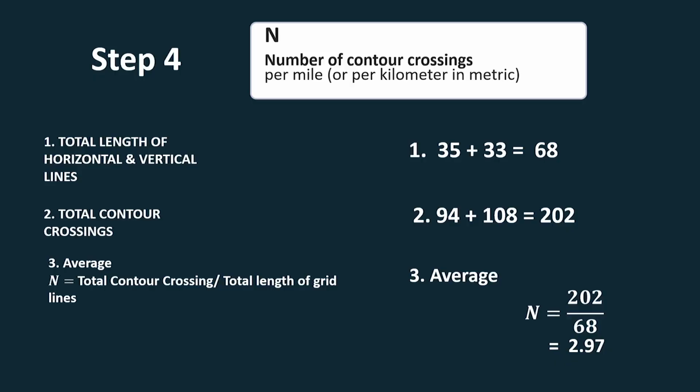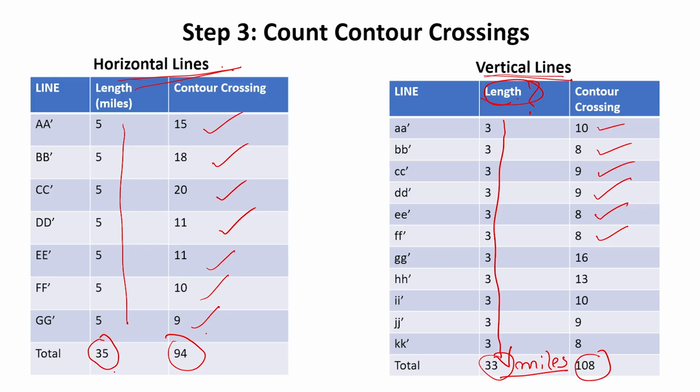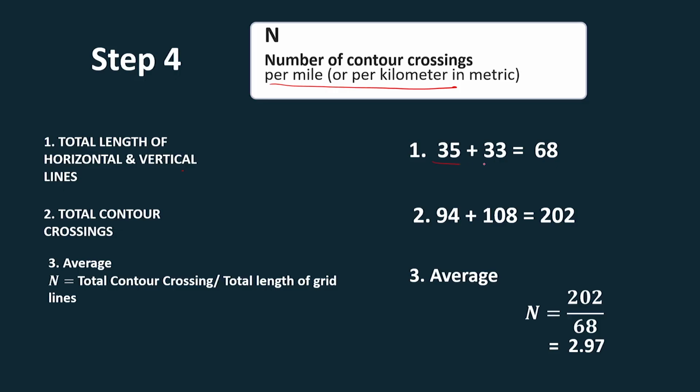What we have to find out now is the number of contour crossings per mile. That is, we are going to find an average value. First, what we need is the total length of horizontal and vertical lines. As we have here, the total length is 35 for our horizontal lines and 33 for our vertical lines, which we will add to find 68 miles.